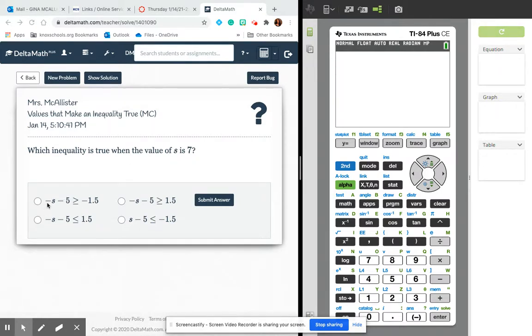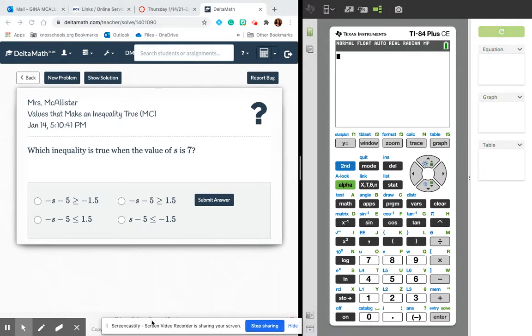So I'm going to start with this first one. Notice there is a negative, and anytime I replace a letter with a number, I'm going to put it in parentheses. So I'm going to put my negative, parentheses, 7, close parentheses, minus 5. Now, I've entered everything on the left of the first inequality over here. I'm going to hit enter, and that tells me that that adds up to negative 12.